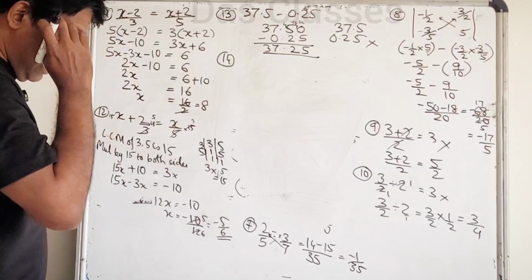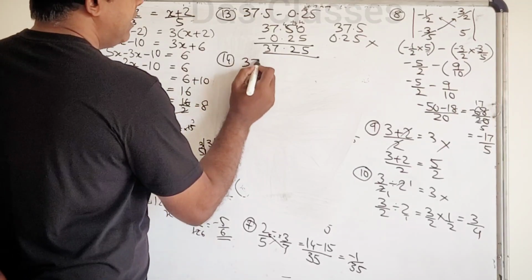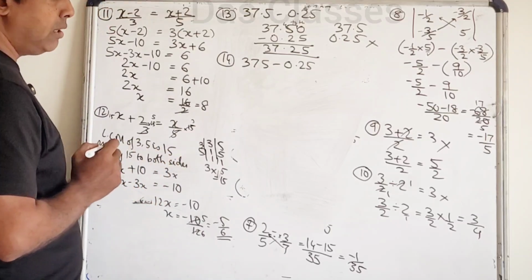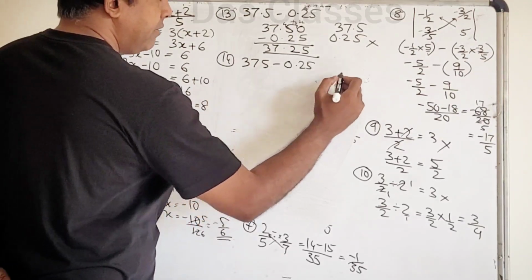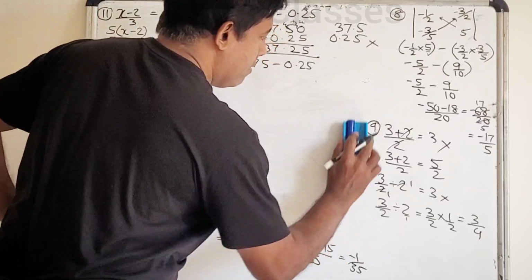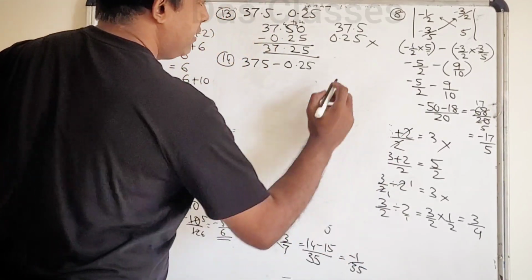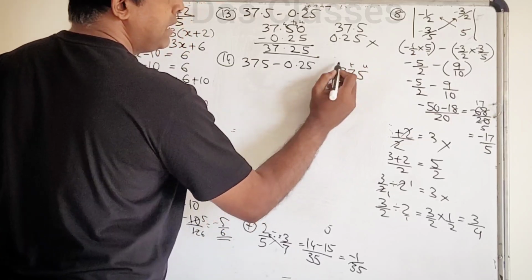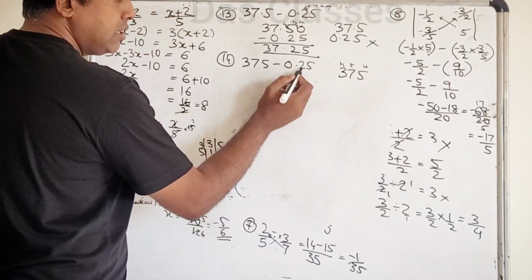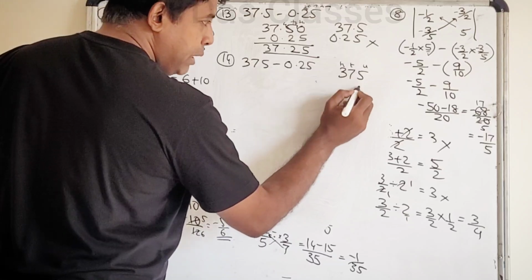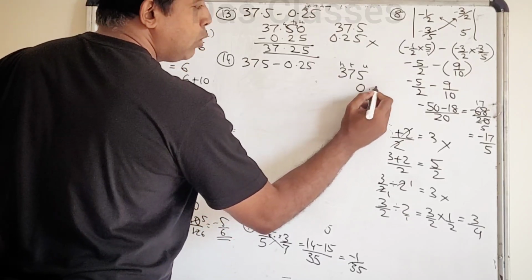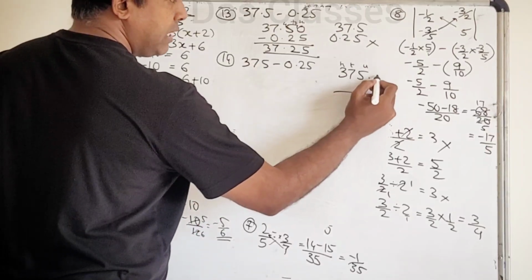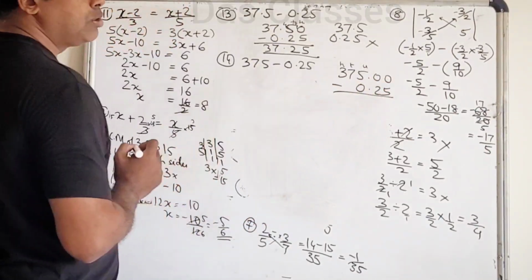Suppose the sum was 375 minus 0.25. Again the same thing. In 375, 5 is the unit place, 7 is the tens place, 3 is the hundreds place. In this one is the 1 upon 10th place. So you don't write below any of this number. It should be 0.25. So when you are going to subtract it, before that you need to write 0 over here, and now you subtract.